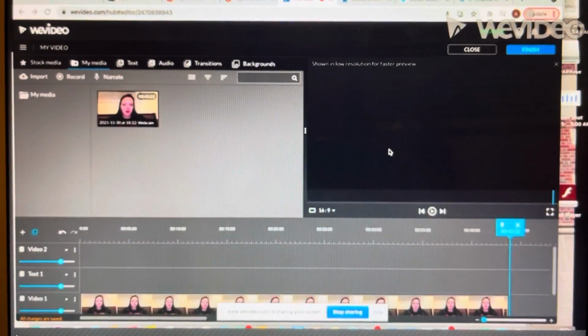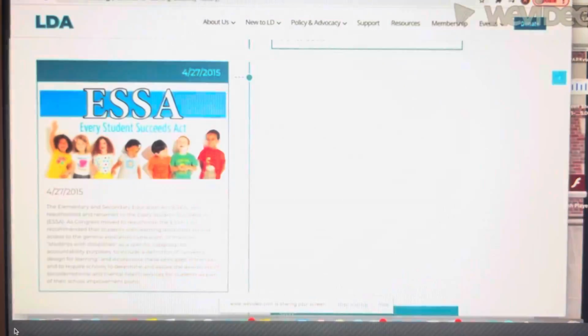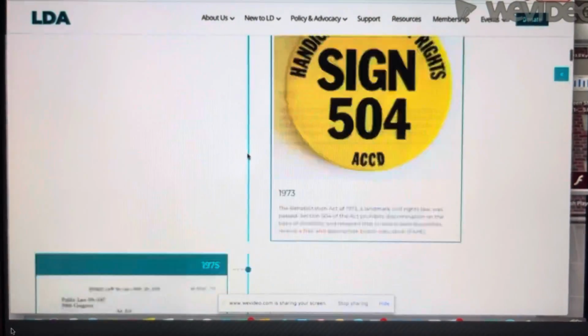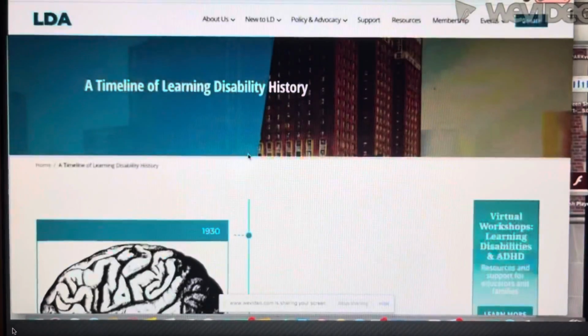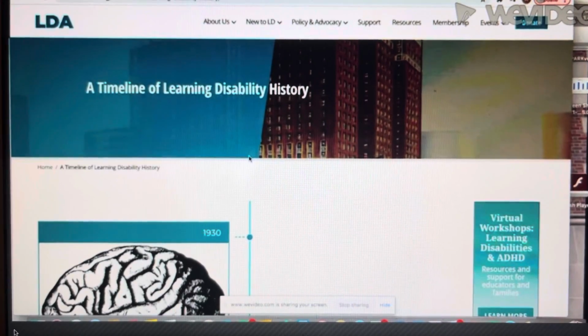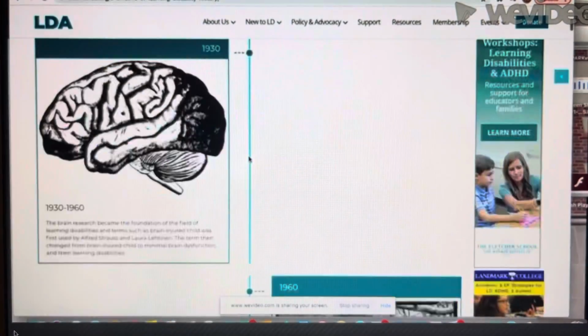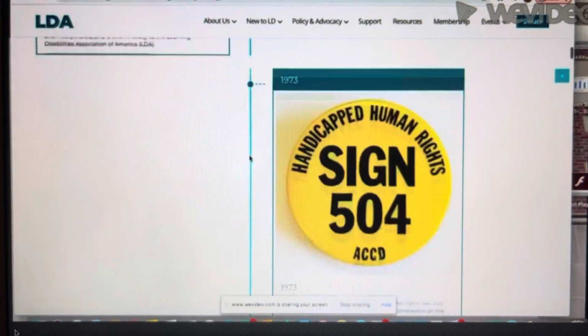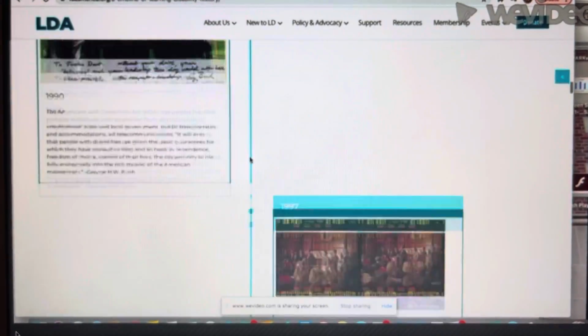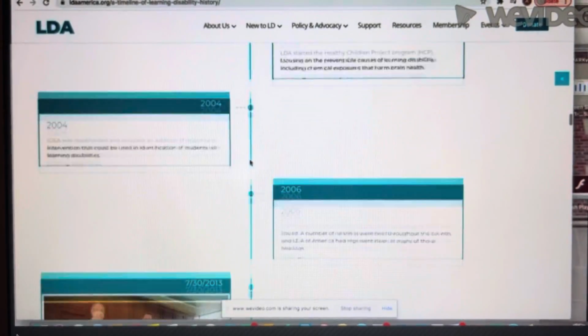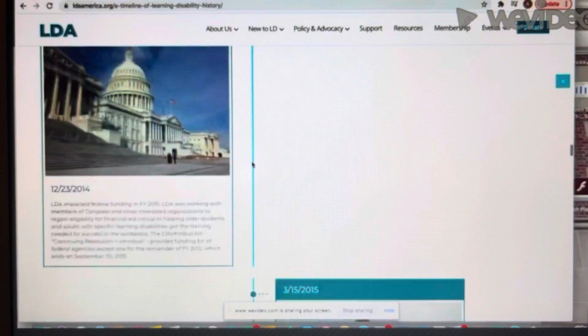So the next thing that I briefly want to talk about is this timeline that I have found. And it gives a brief overview of the learning disability history, and I'll briefly show you these pictures, and then I want to talk specifically about a couple of points, and then we'll move on to my next thing.